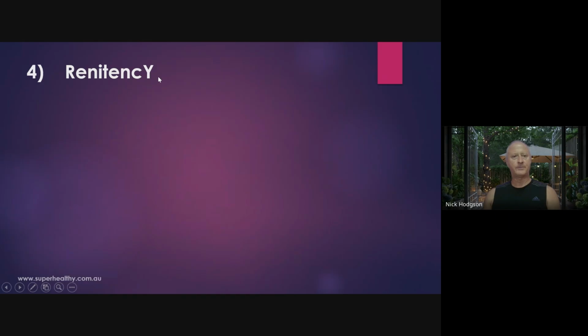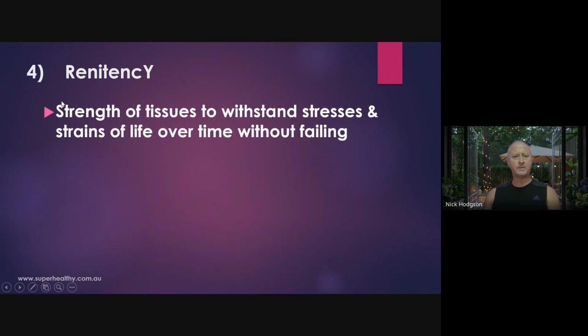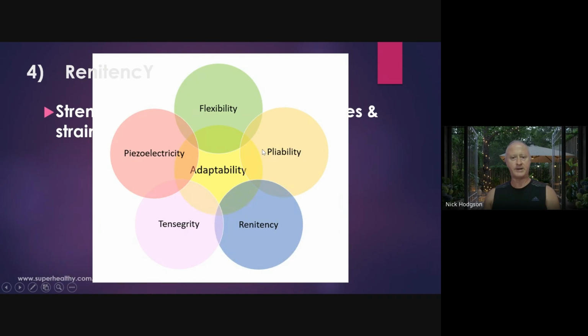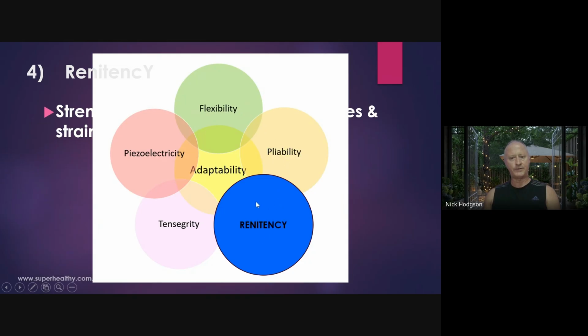And then we have this concept of renitency, which D.D. Palmer spoke about in some of his early texts. So this is talking about the strength of the tissues to withstand these stresses and strains of life over time without failing. So they're not going to break down, they're not going to degenerate, they're not going to snap, they're not going to tear. They're able to keep going over years and years and years of stress and strain. So a system can be adaptable, flexible, and pliable, but if it's not renitent, then it's going to break.